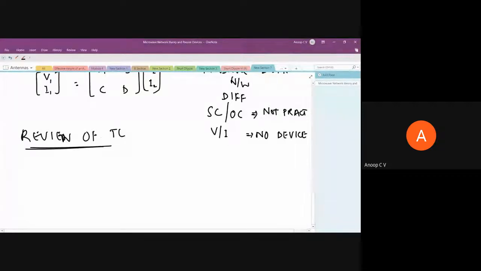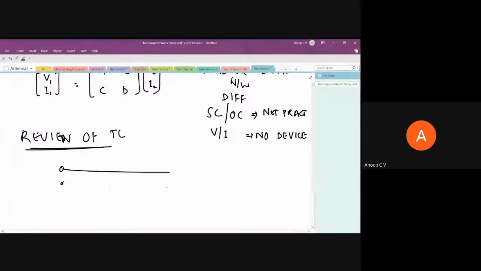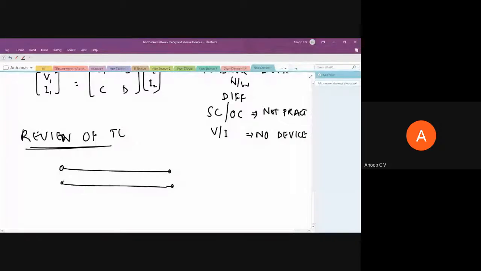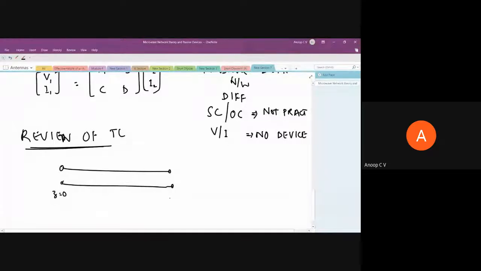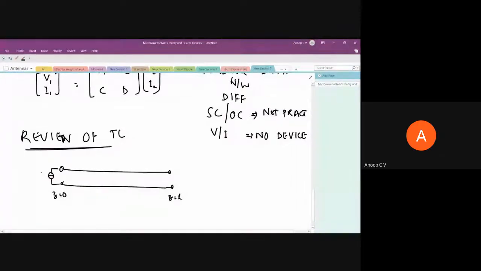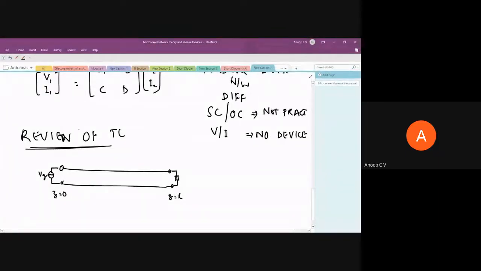But again, a basic element in microwave network can be a transmission line. A transmission line is used to carry microwave frequency from one point to another. Suppose I have a transmission line placed along the z-axis, from z equal to 0 to z equal to L, and I've connected a generator here and a load at the load end, at z equal to L.